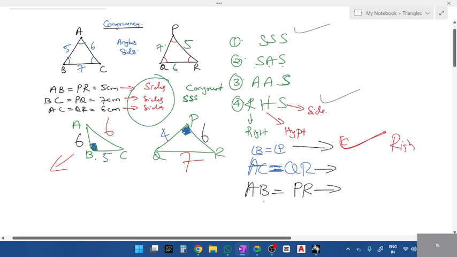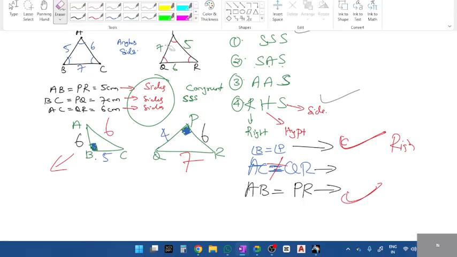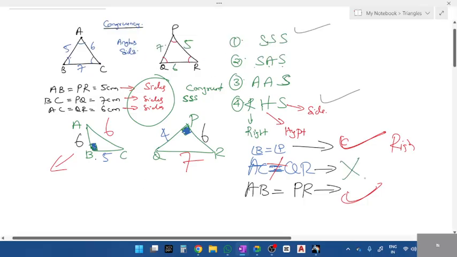Any one side is equal. Which side is equal? AB is equal to PR. But what about the hypotenuse? Check the hypotenuse. Are they equal? No. So write the not equal to sign. If any one doesn't satisfy, will they be congruent or not? They won't be congruent. Yes, I'll prove it.